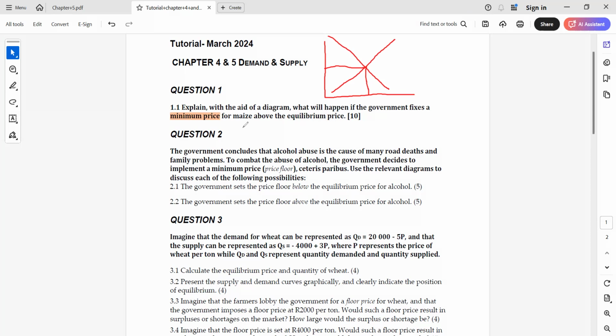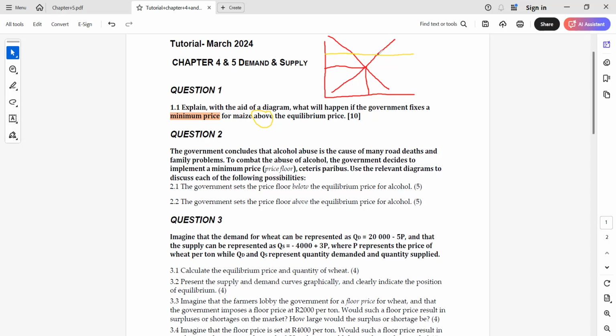You understand? So they said here, what will happen if the government fixes a minimum price for maize meal above the equilibrium? So it's going to be effective, because to be valid the minimum price must be above the equilibrium price. So they're asking what will be the effect? What will happen? This is our minimum price as the government has set.